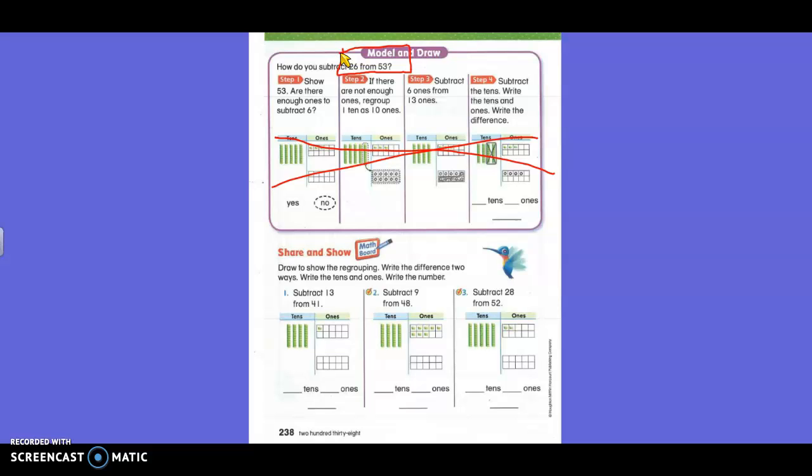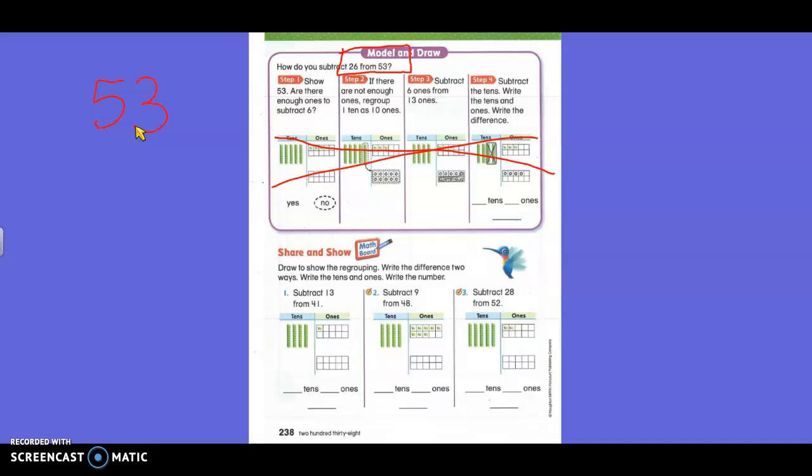Okay? Now, when we get 26 and 53, you have to put the big number on top. The big number has to go on top, okay? So our big number is 53, okay?